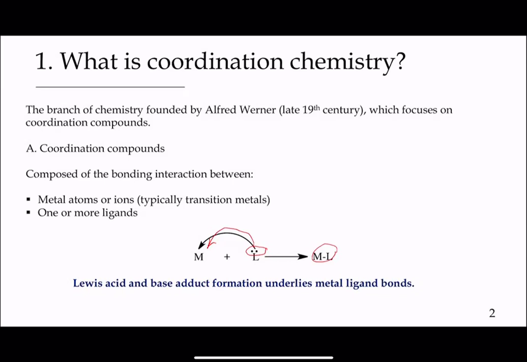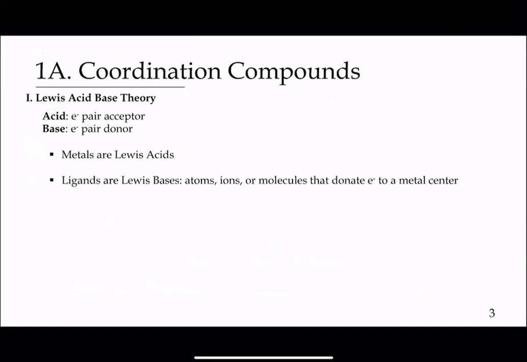So we have this Lewis acid, which in this case, the metal is the Lewis acid, and then we have the ligand, which is the Lewis base. They come together to form this metal-ligand bond. All right, so when we're reviewing Lewis acid-base theory, acids are those things that are electron pair acceptors, while the base is something that's an electron pair donor.